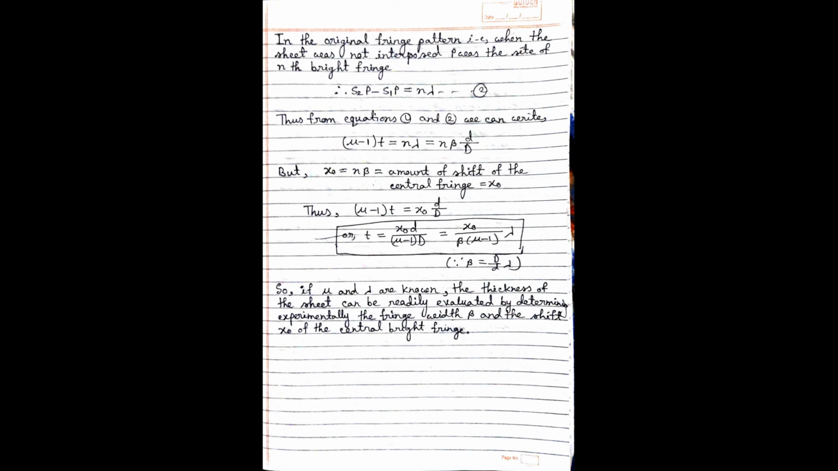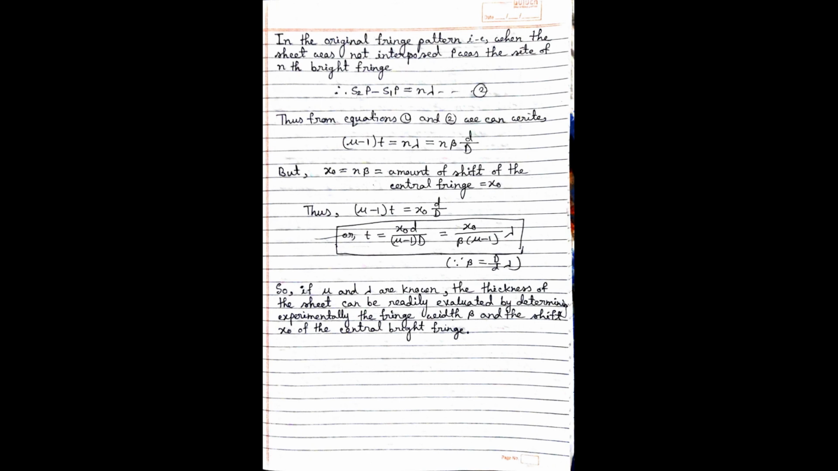If we do not put the mica in the path of one of the interfering rays, then what will happen? P will be the position of the nth bright fringe. Therefore, we can write S2P minus S1P equal to n lambda. Thus, from the two equations, it is clear that mu minus 1 into T equal to n lambda.